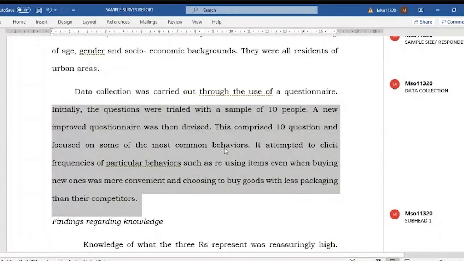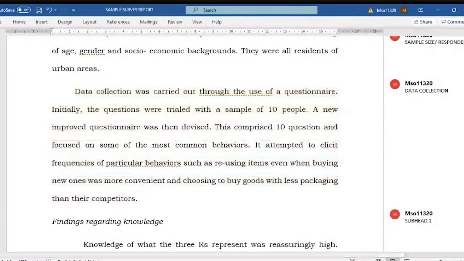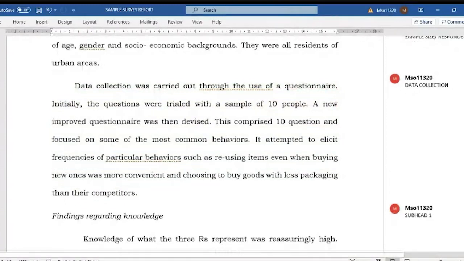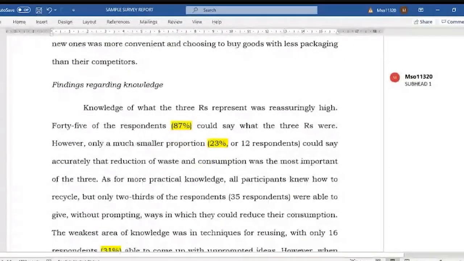So, in this part of the introduction, you have to describe the data collection or the methodology. So, you have to take note of that. Now, let's move on to the main body of your research.